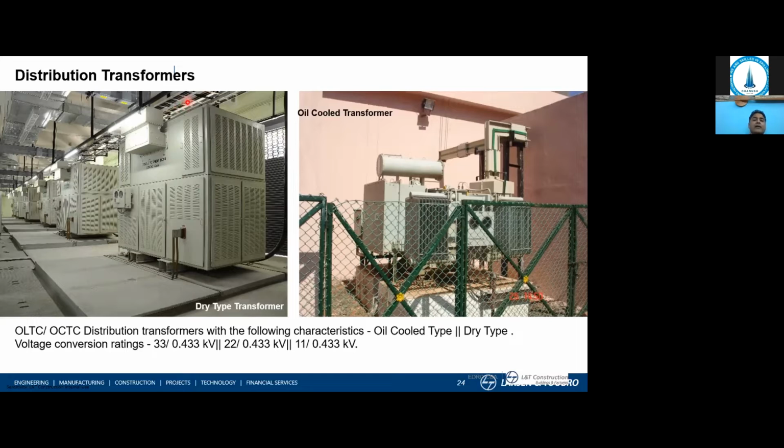And the cable tray is exactly coordinated and kept on top of the transformer, so that it is feeding the transformer as well as carrying the output of the transformer. This is the outdoor transformer where it is located.